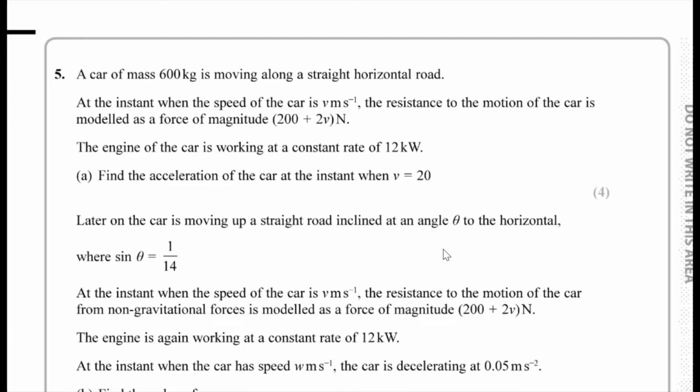Question 5. A car of mass 600 kilograms is moving along a straight horizontal road. At the instant when the speed of the car is v meters per second, the resistance to the motion of the car is modelled as a force of magnitude 200 plus 2v newtons. The engine of the car is working at a constant rate of 12 kilowatts.